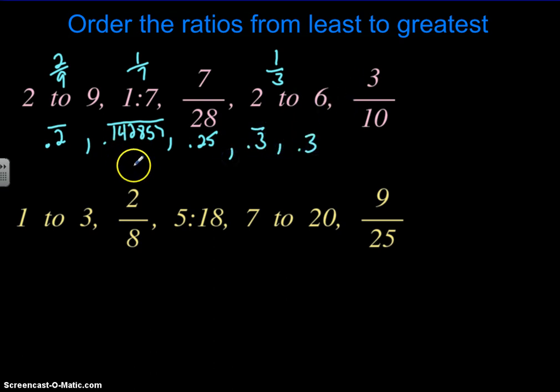Now, order least to greatest. This is the smallest. 0.142857 is definitely the smallest. Then I've got 0.2 repeating, 0.25, 0.3, and then 0.3 repeating.